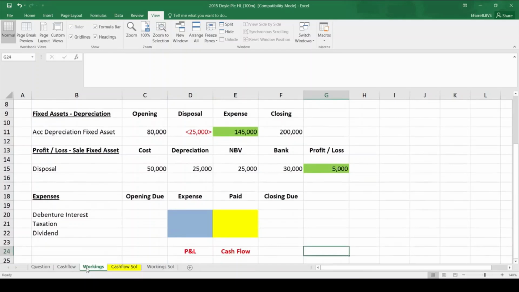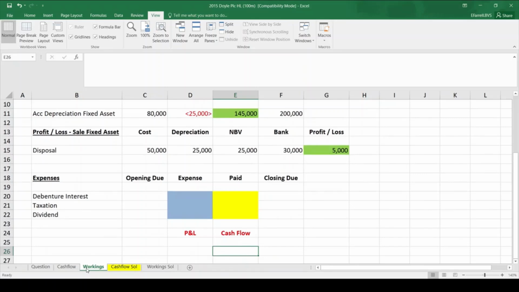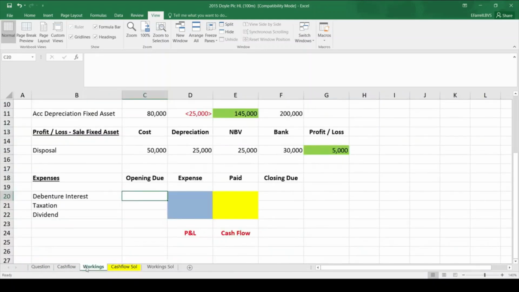We should do a note here on the expenses also, because we're going to need these figures either for the abridged P&L or for the cash flow, so it can be useful to do those now. Again, there's no investment income in this question, but if there was, I would do a column for investment income the same way. To start off with debenture interest. So debenture interest is a liability. There's no debenture interest owed at the start of the year, or at the end of the year. So the opening balance and closing balance will be 0.